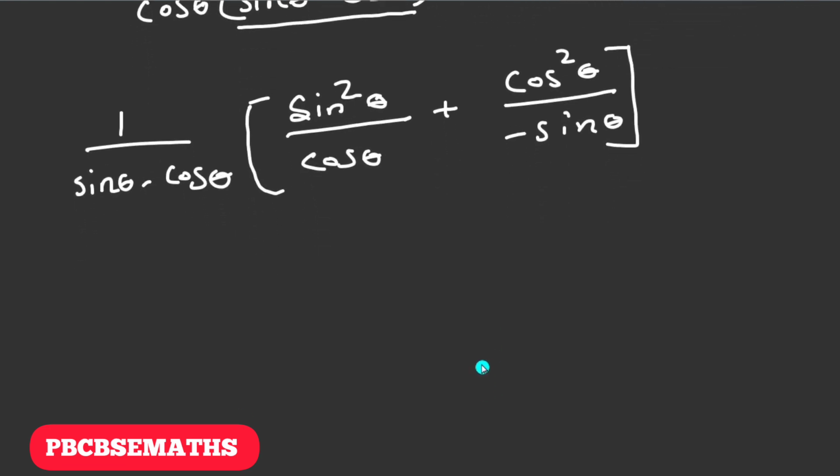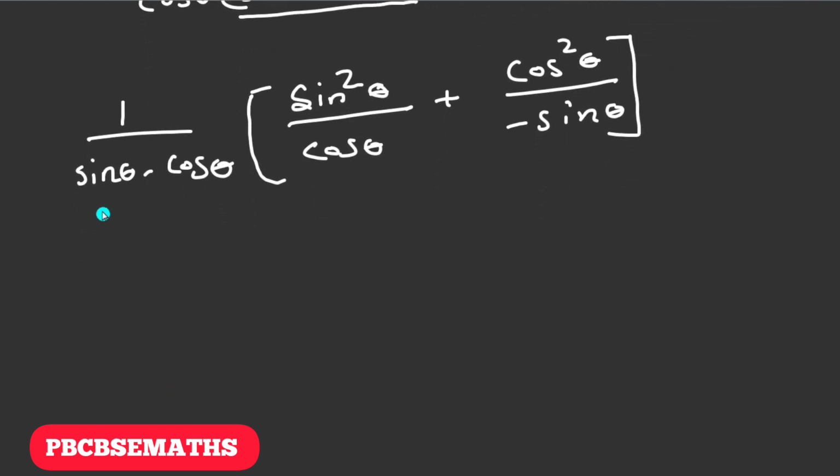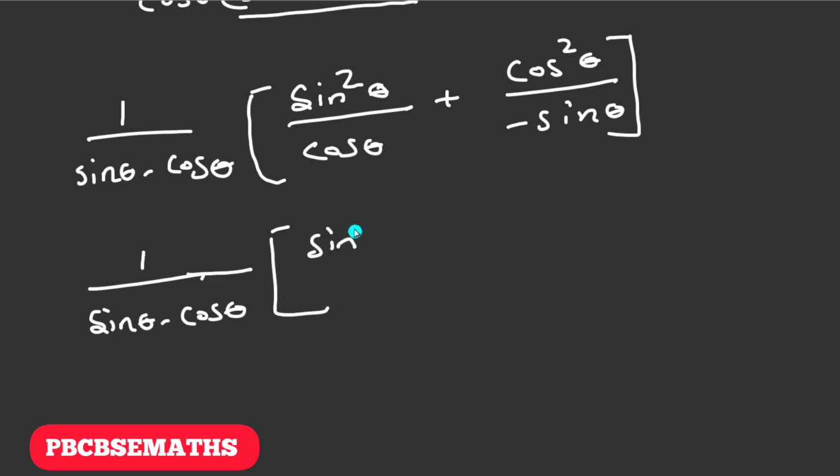Then further simplification gives us, let's keep this 1 by sine theta minus cos theta as it is. Then here we have sine square theta by cos theta. Here look at here. Here we have minus in the denominator. According to the rules of rational numbers, we should not have this negative sign in the denominator. So let's shift this negative sign to numerator.